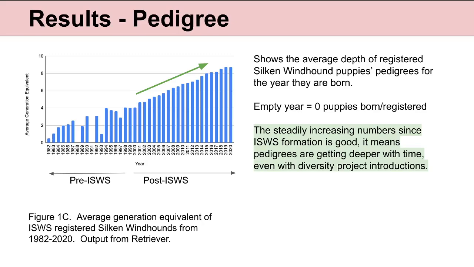So if there's an empty year on this graph, it means that there were 0 puppies born or registered. And I've highlighted in green that this steadily increasing number since ISWS formation is good. It means pedigrees are getting deeper with time, even with diversity project introductions.